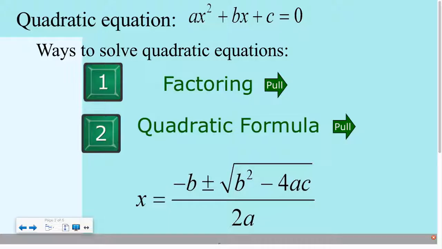So you have to make sure all these equations are set equal to 0 before you can start the quadratic formula. The A value is always the number that's in front of the squared term. B is always in front of just the x. And then C is whatever the number is that's left over.